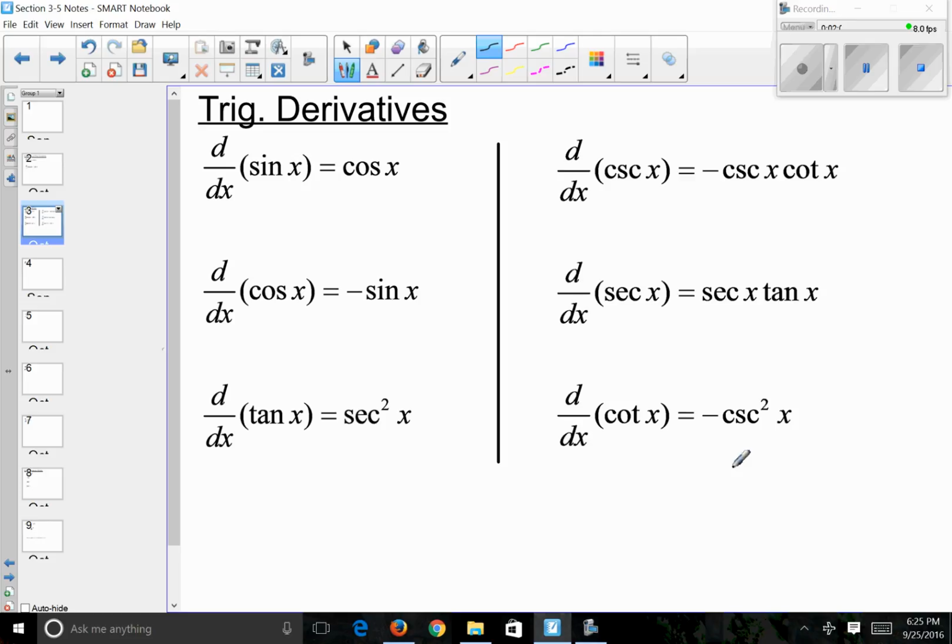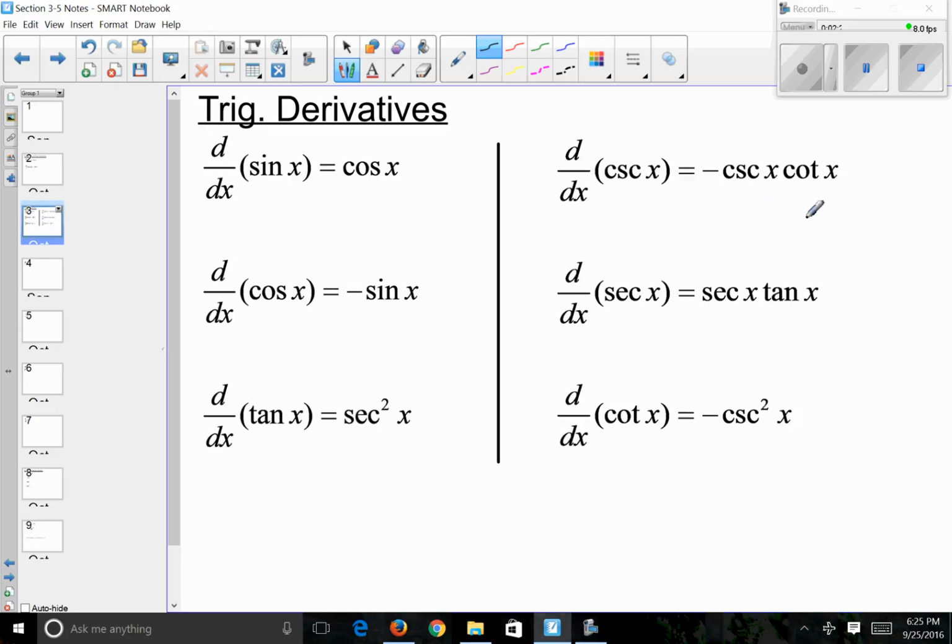The other thing to notice is, like, derivative of tangent was secant squared. Well, derivative of cotangent had a negative because of the co, and then cosecant squared rather than secant squared. When we're looking at secant and cosecant, the cosecant is negative because of the co, but then where derivative of secant was secant x tangent x, derivative of cosecant had the negative, and then cosecant x cotangent x.